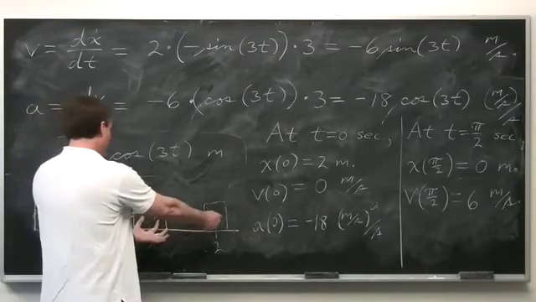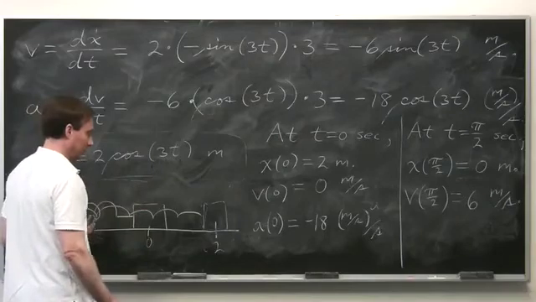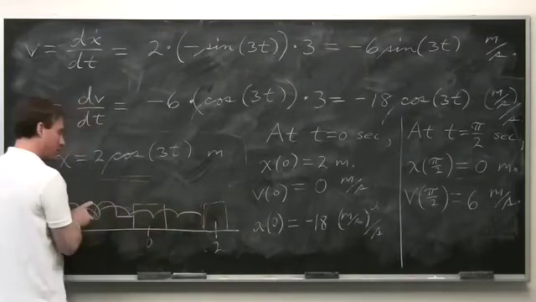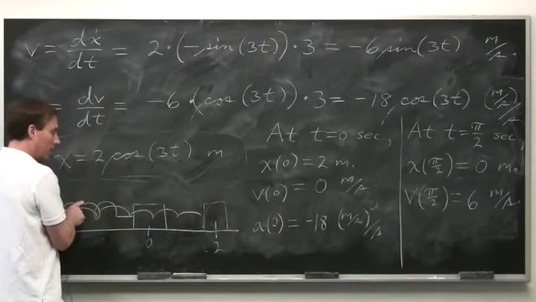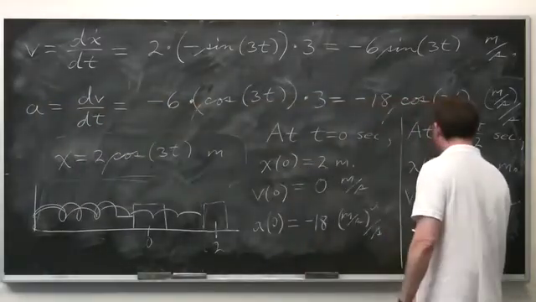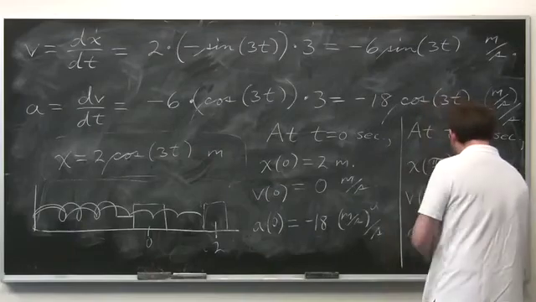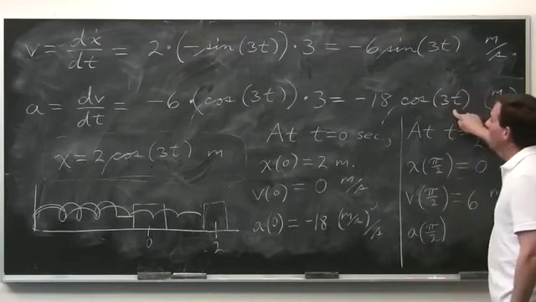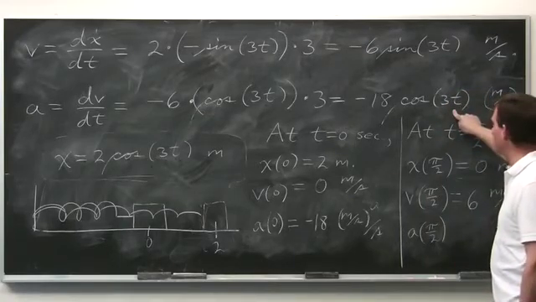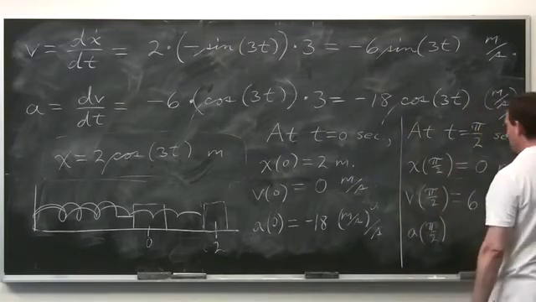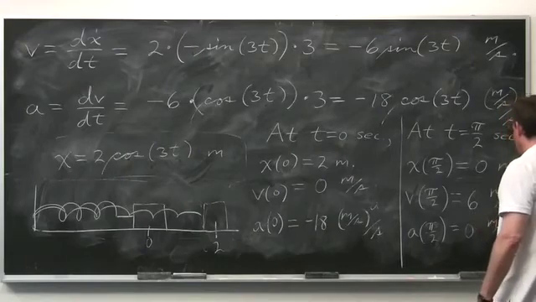So somewhere in between, the block turned around, right? At time 0 you were here, you let it go. It presumably passed through equilibrium, made it down to minus 2, and then it started back, passed through 0, and is headed that way at 6 meters per second. The acceleration at pi over 2 is minus 18 cosine of 3 pi over 2. Cosine of 3 pi over 2 is 0, so this is 0 meters per second squared.